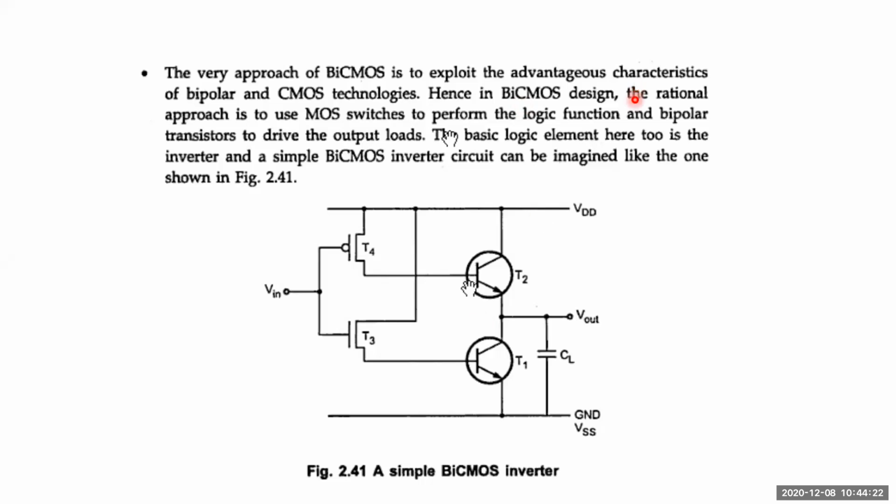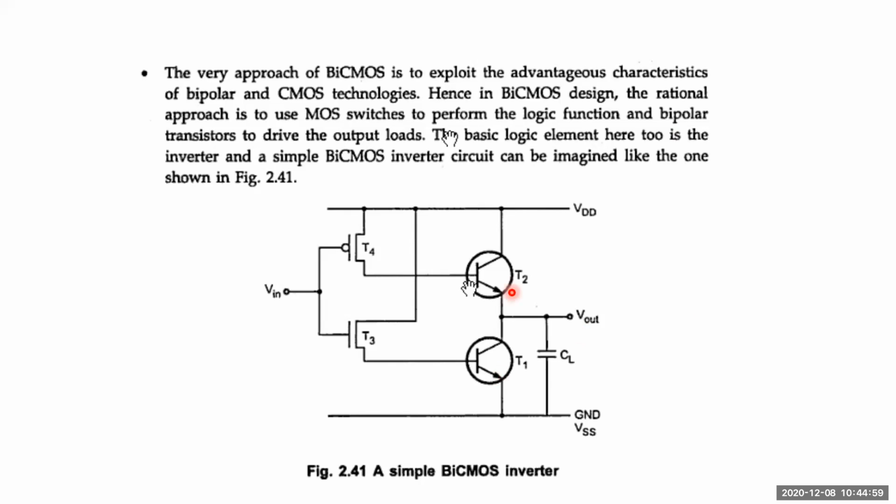Hence, in BiCMOS design, the rational approach is to use MOS switches to perform the logic functions, where the MOSFET is used, and the bipolar transistor drives the output. The bipolar transistor is mainly used to drive the output loads. The basic element here is the inverter, and a simple BiCMOS inverter can be imagined just like the one shown here, where the input structure is designed with CMOS and the output structure is designed with bipolar transistors.